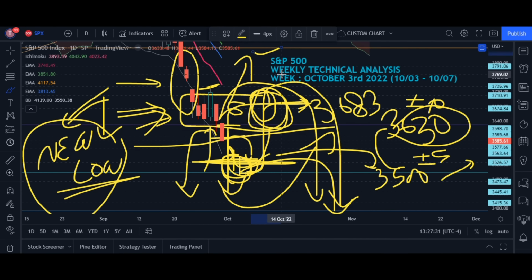Anyways guys, this is my S&P 500 weekly technical analysis for the week of October 3rd, 2022. That is from October 3rd, 2022, Monday, to October 7th, 2022, Friday.